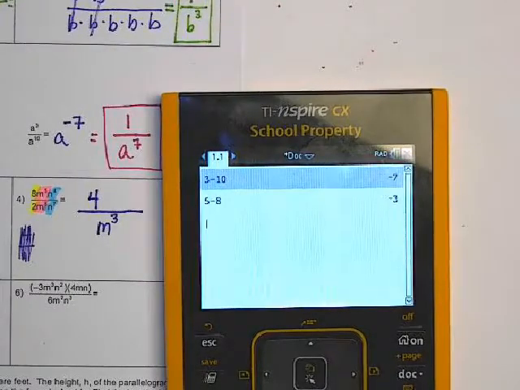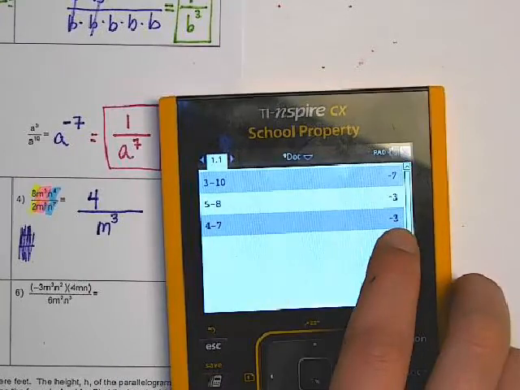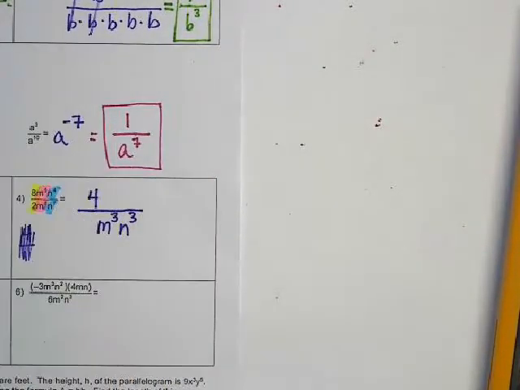Then I do the ends. 4 minus 7, and I get negative 3. So where is the n going to go? The bottom, and the 3 is going to become positive.